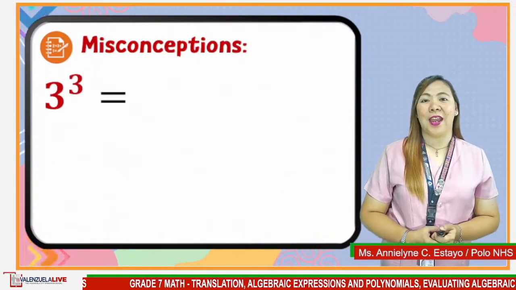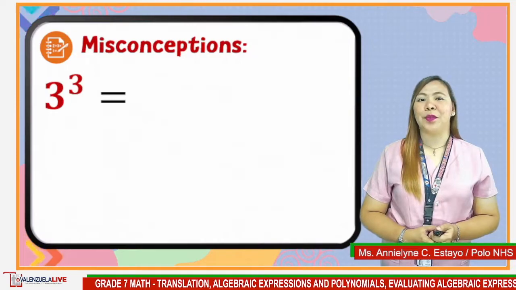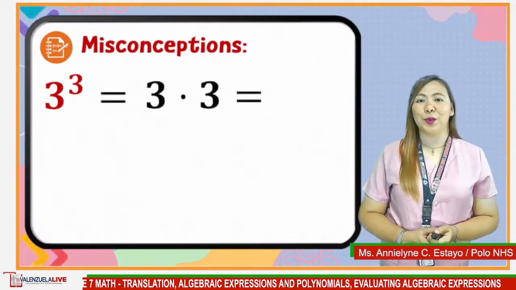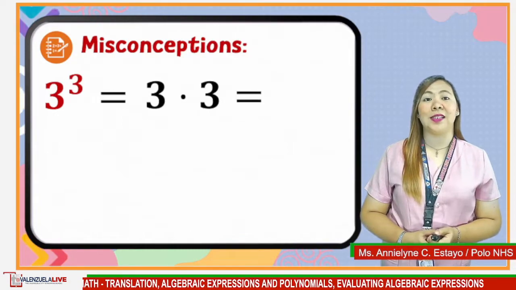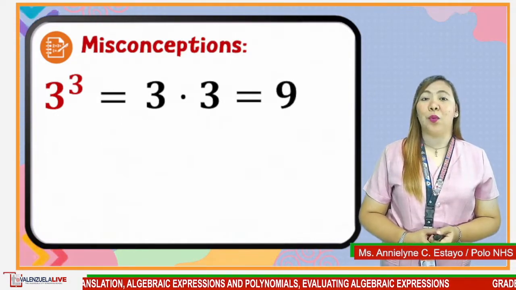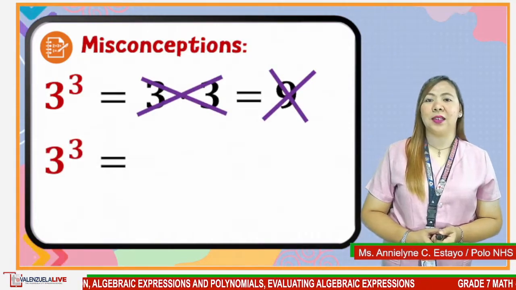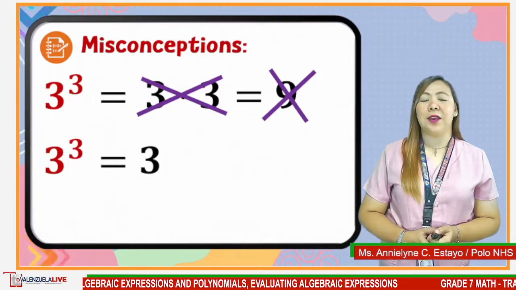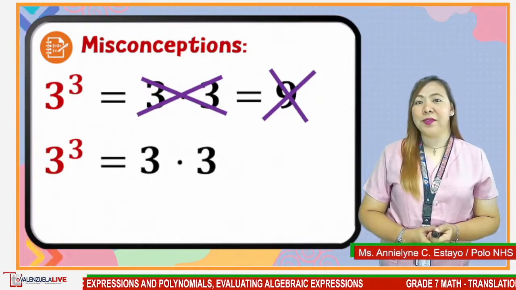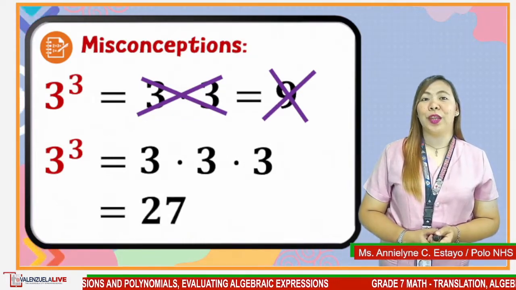On the other hand, let us take a look at this example. For 3 raised to 3, some of the students will solve it as 3 times 3 equals 9, which is incorrect. 3 raised to 3 means to use 3 as a factor 3 times, which is 3 times 3 times 3 equals 27.